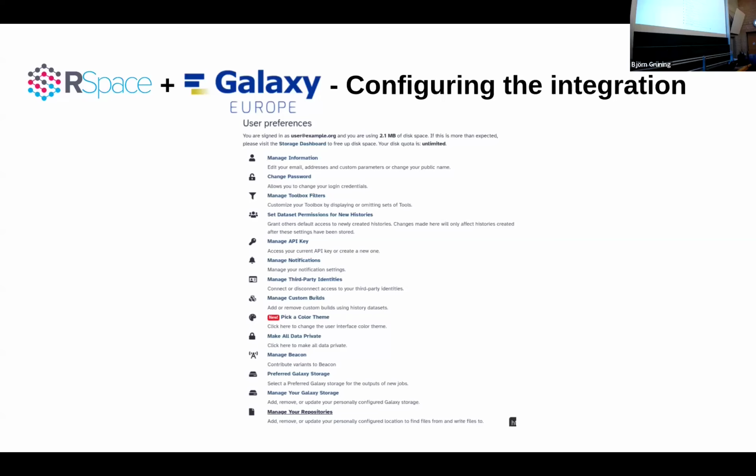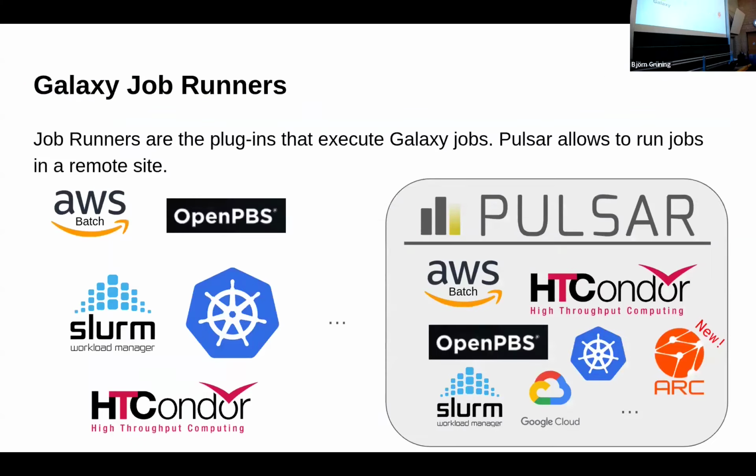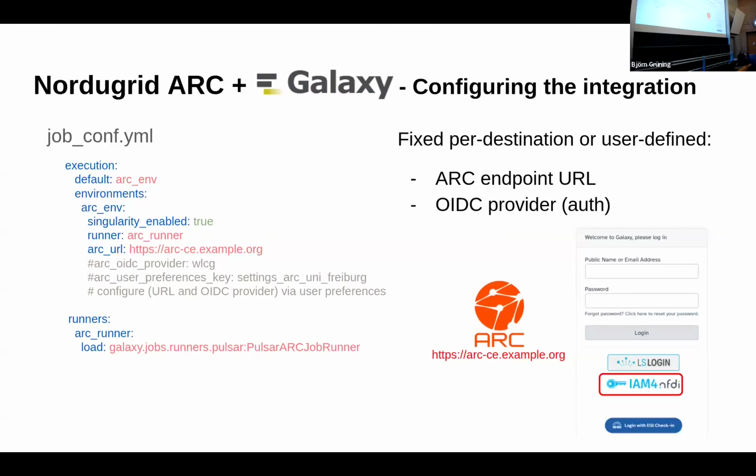Thanks for the interesting talk, but I'm a bit confused about the ARC run. Since you need a user preference key or whatever, does it mean that it's usable only by some users, or can a user select it somehow?